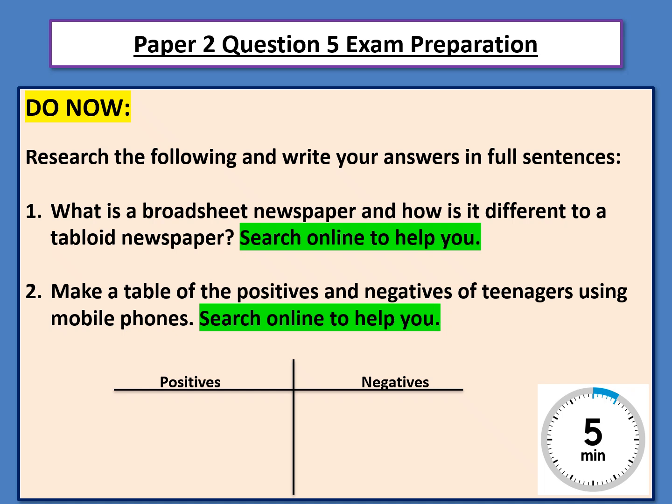So I've set a time limit of 5 minutes. It's mostly independent work. We'll do a feedback after this and we'll discuss their ideas, and I'll prompt anything from them that I believe may be lacking. For example, possibly things like the formality of broadsheet newspapers, etc.